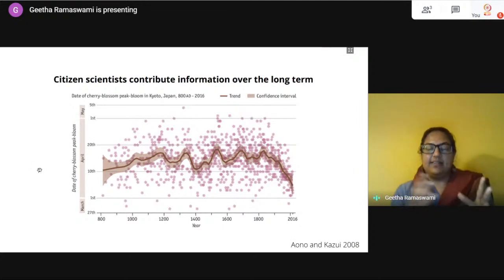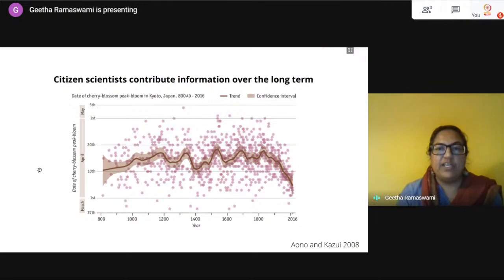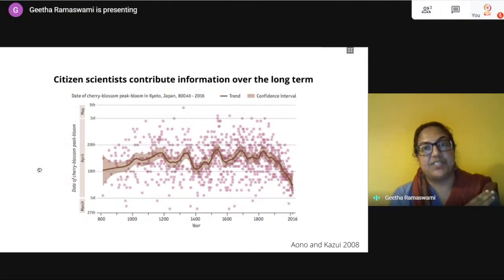Now, the pattern of this phenology is so tractable that scientists, Aono and Kazui, have actually used this shift in phenology to back calculate the kind of climate that would have been present 1200 years ago. So because of the long-term trends of flowering in this particular tree, we are now able to understand how climate has affected phenology, firstly, and secondly, also what kind of climate was there in the past.